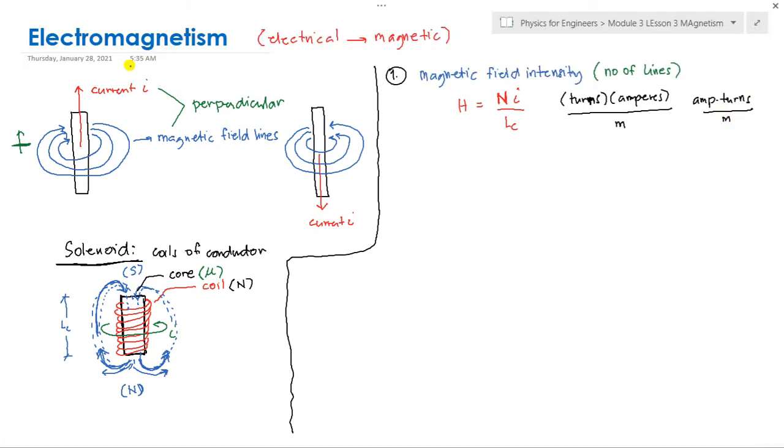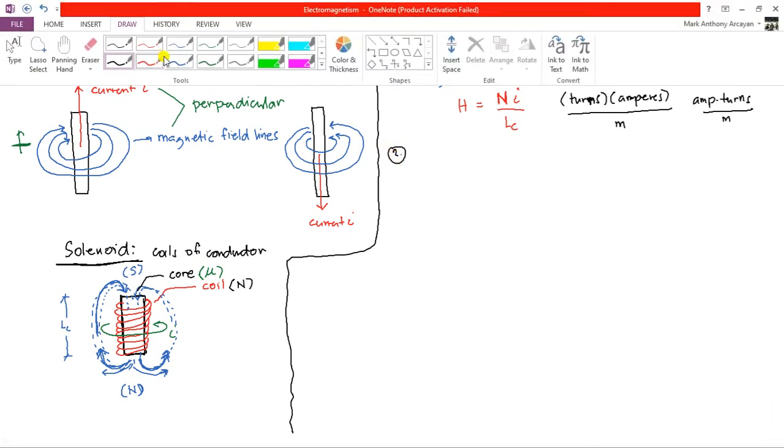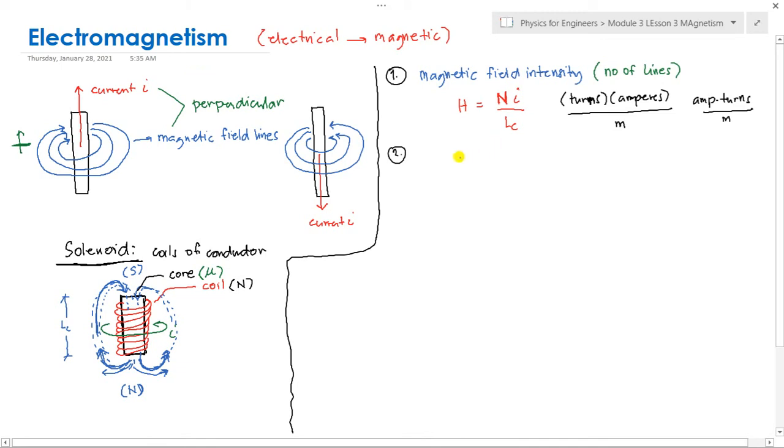The second parameter is what we call the magnetic flux density.